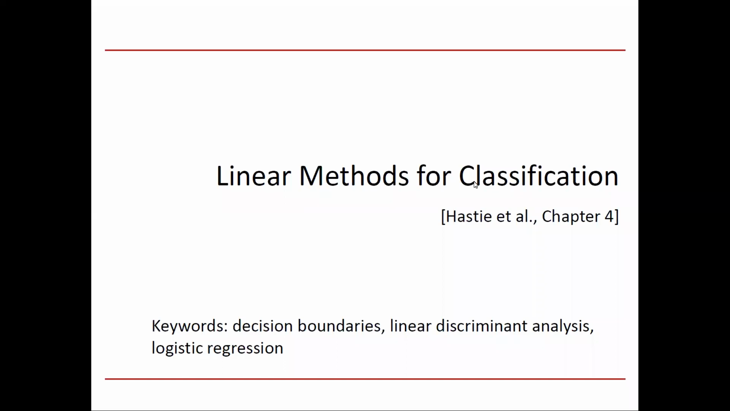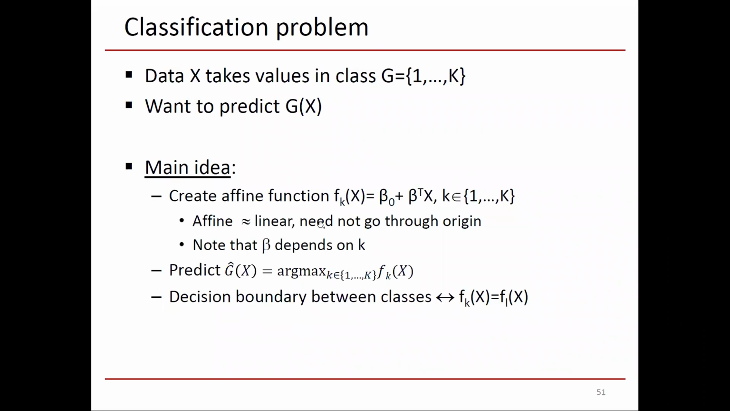Hi, after a quick module on decision trees, we're going to spend two modules discussing linear methods for classification. Recall that we started the machine learning segment of the material by talking about two different classifiers. One is nearest neighbors, and the other is a linear approach. Here in the linear approach, which we're going to explore in more detail, we have data x, which will often be multidimensional, a vector, and it takes values in a class G. G has K possible labels, 1 through K, and we want to predict G of x.